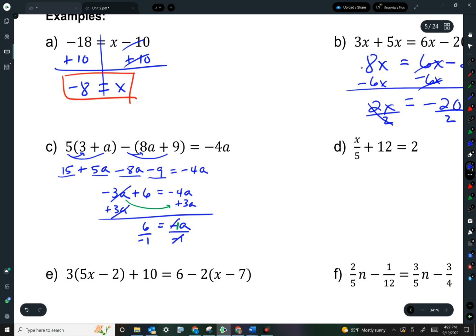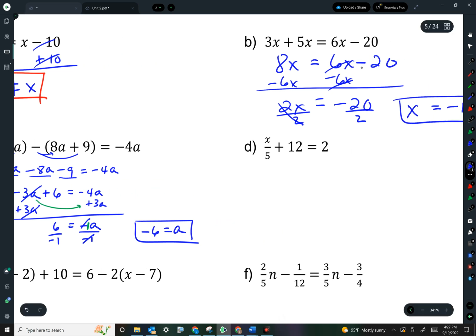And so the negative 1's cancel. On the left, 6 divided by negative 1 is negative 6. And on the right, all I have is a. And again, when you solve for your variable, it doesn't matter if that variable is by itself on the left or on the right. Okay?